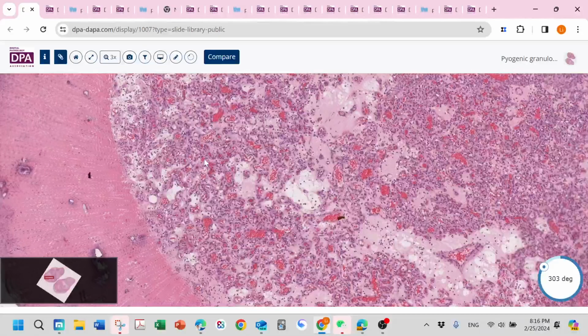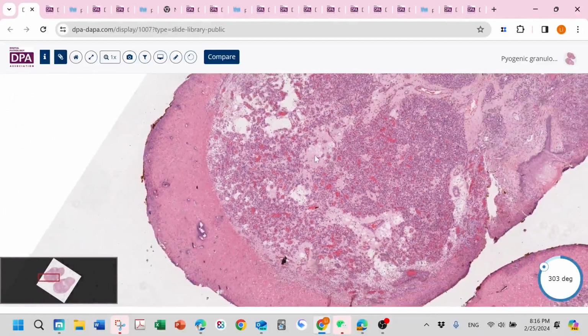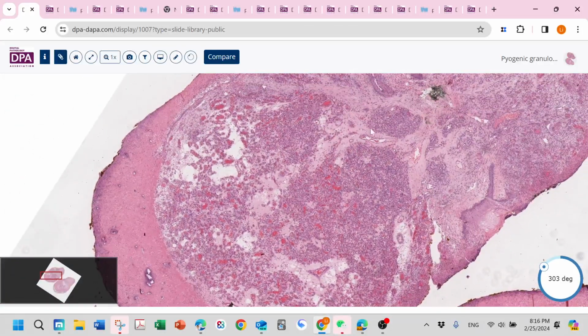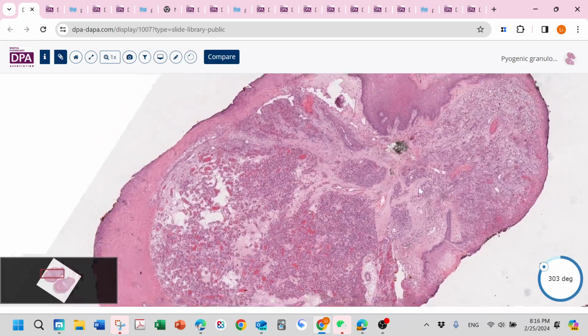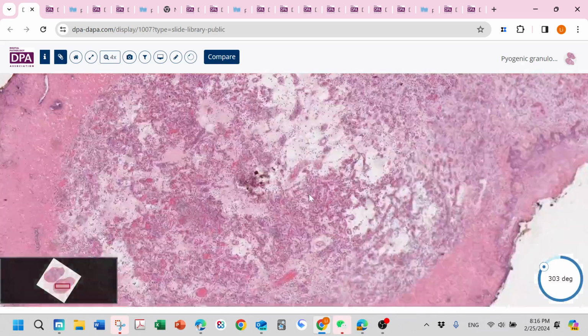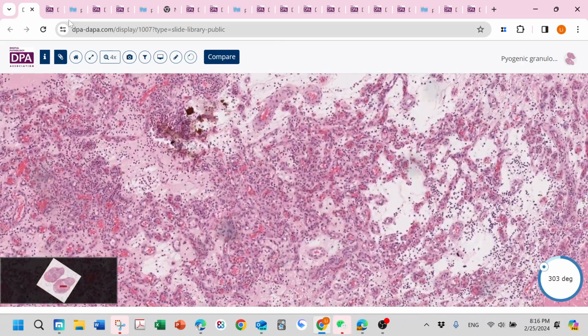Tons of blood vessels trying to fit in, some larger dilated vessels, pyogenic granuloma.